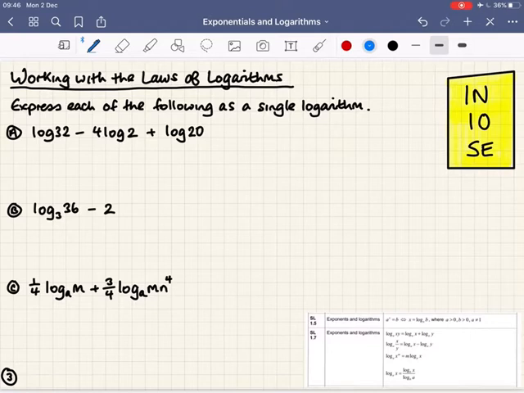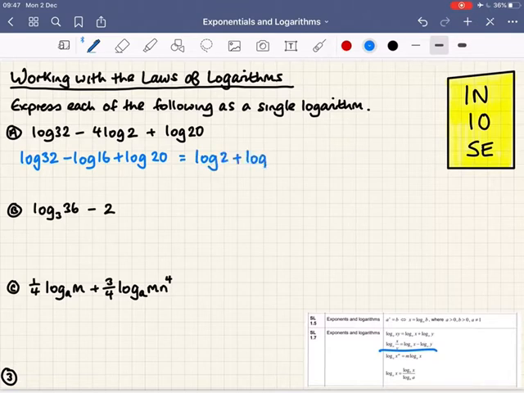So in this first example, log 32 minus 4 log 2 plus log 20. Let's just start gluing bits together. Log 32, and then 4 log 2 is the same as log 2 to the power of 4, which is log 16. And then we've got log 20 to add on there at the end. Well, our laws of logs from below here, the subtraction one here, log 32 minus log 16 is log 32 over 16, which is log 2.